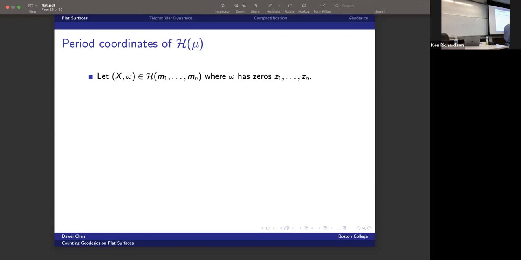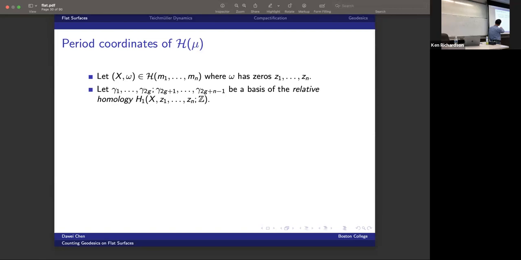So I want to take H1, the first homology group of the surface X. But I want to take it not in the absolute homology sense. I want to take it slightly larger by taking into account the zeros, z1 up to zn. So this notation, I'm going to draw a picture soon, is really the relative homology H1 of the surface X relative to the endpoints. The endpoints z1 to zn are a subset, a subspace in X.